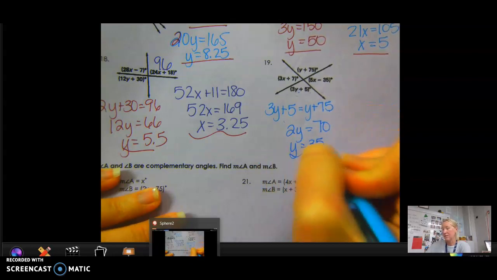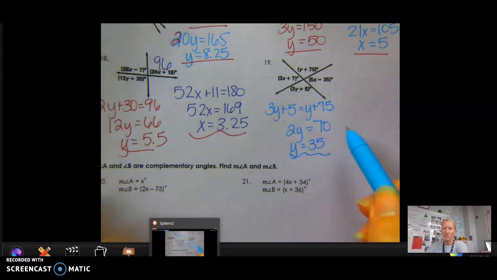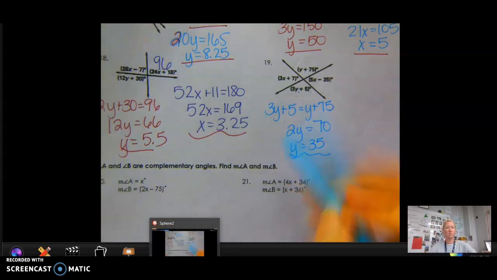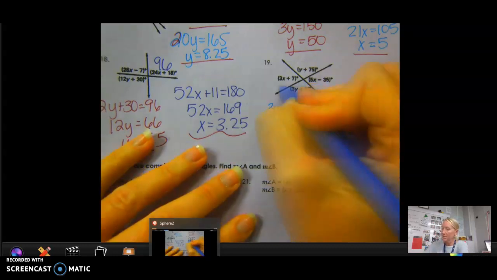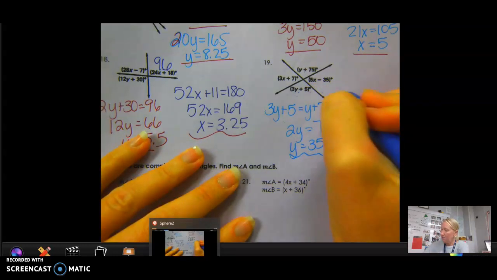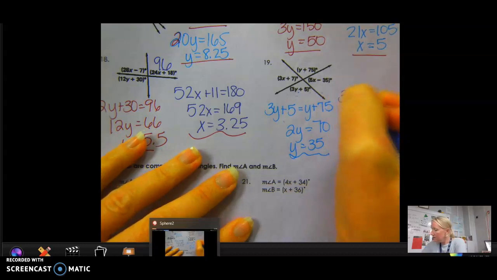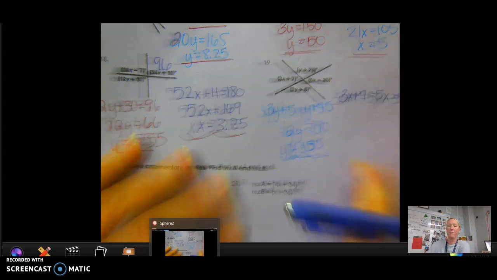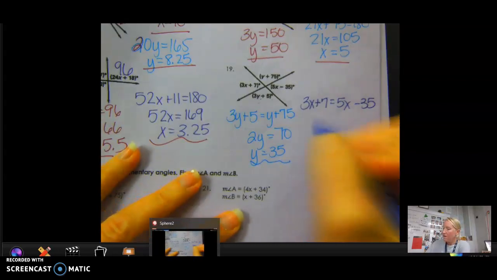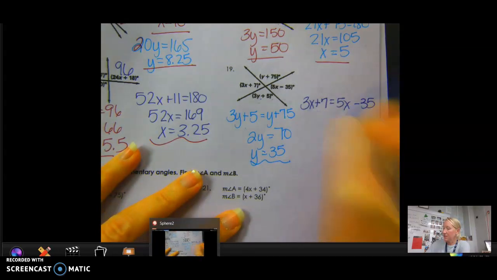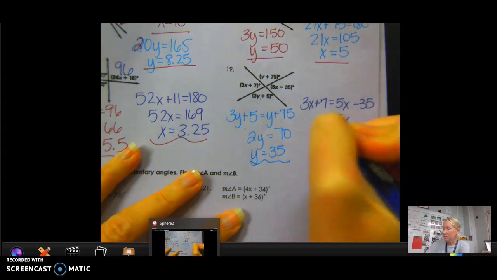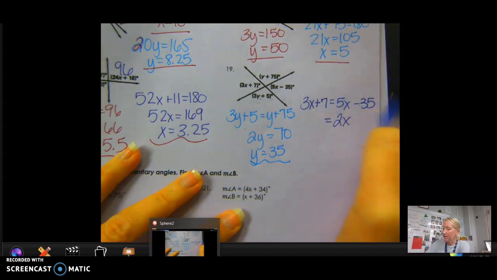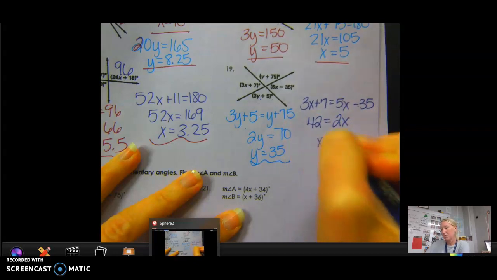And as a reminder, this is just asking for x and y in the directions, but had it asked for the actual angles, remember you need to plug it back in. So it's a similar process on my x's. 3x plus 7 equals 5x minus 35. I'm going to go ahead and move my 3x's this way to give me 2x's, because I subtract them. I'm going to add 35 here, add 35 here. That gives me 42. Divide by 2, x equals 21.